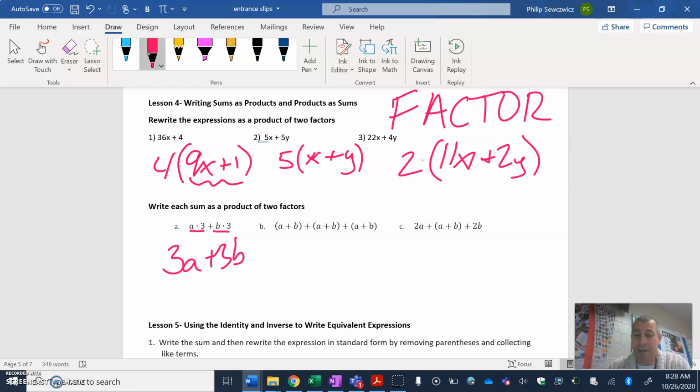So what's the greatest common factor here? Yeah, we can take the 3 out. What do you multiply the 3 by to get to 3a? Just an a. What do you multiply the 3 by to get to a 3b? Just b. There we go.